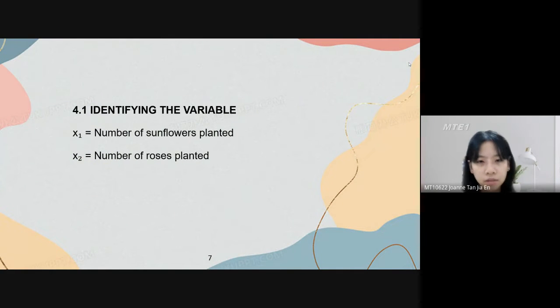First, we should identify the variables. The variables we usually use are S1 and S2. In this question, S1 represents the number of sunflowers to be planted, S2 represents the number of roses to be planted.